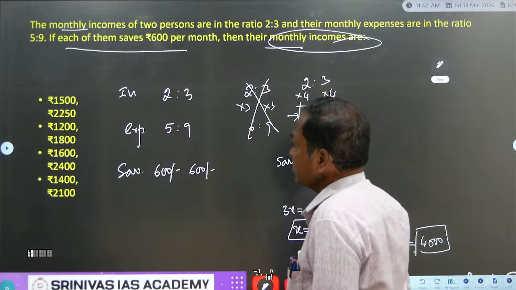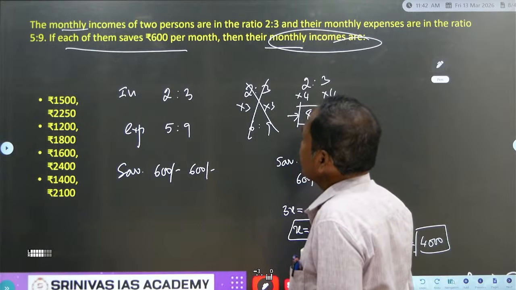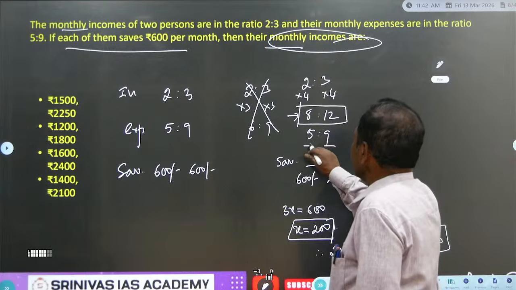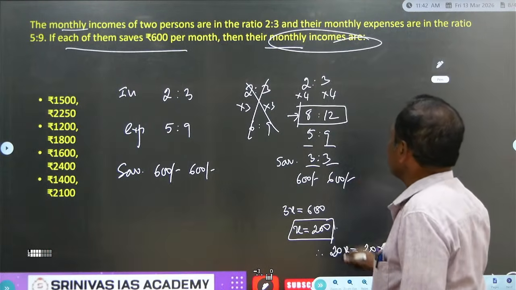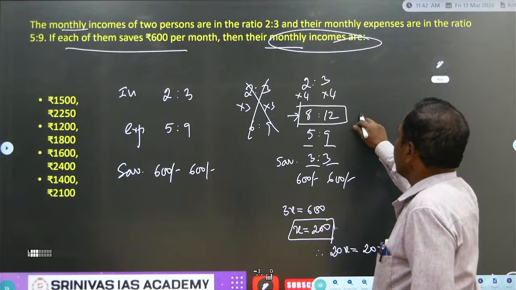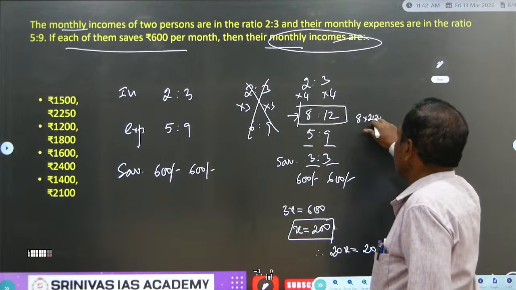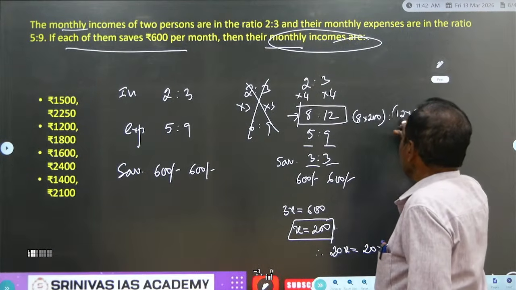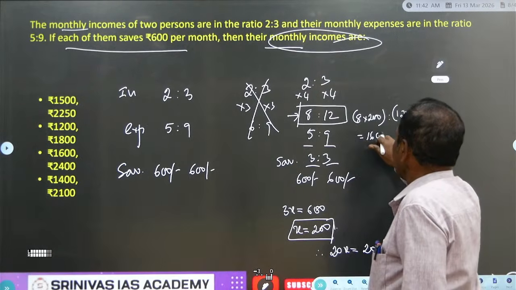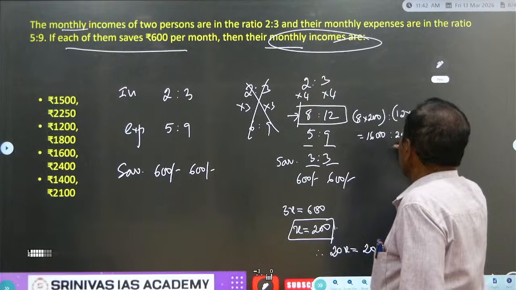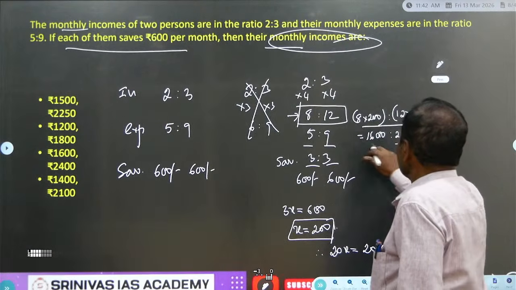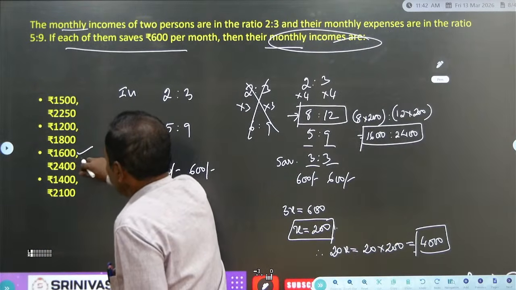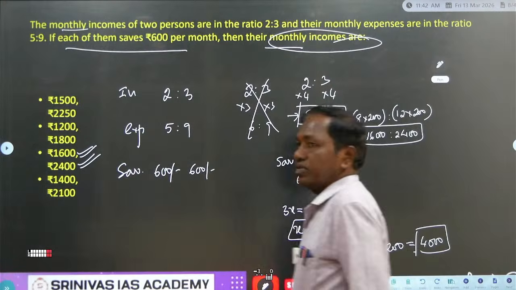So 4,000. A lot of values are given. Sir, 8 into 200, the individual incomes? Okay, individual incomes you can also take. 8 is to 12: 8 into 200 is one income, and 12 into 200 is the other. So that becomes 1600 and 2400. Option: 1600 and 2400. That's it.